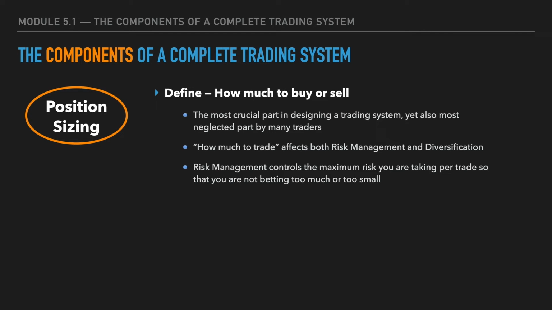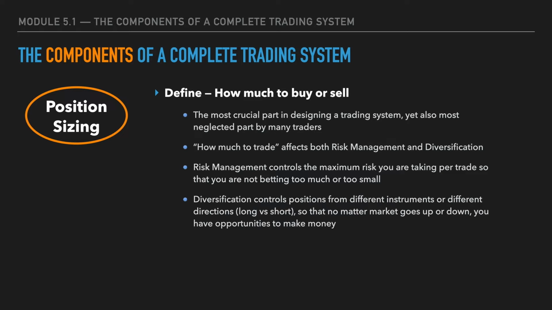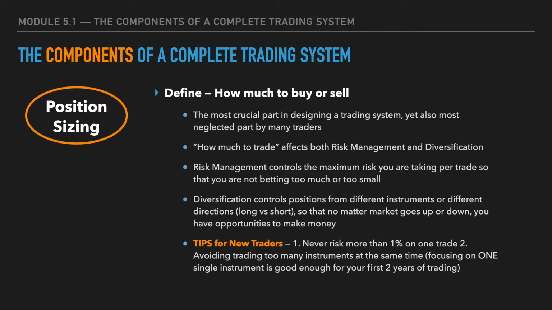Risk management controls the maximum risk you are taking per trade, so that you are not betting too much or too small. Diversification controls the positions from different markets or different directions, so that no matter if the market goes up or goes down, you always have the opportunity to make money. We have gone through a lot about position size in the previous module, and here are some tips, especially for new traders on position sizing.